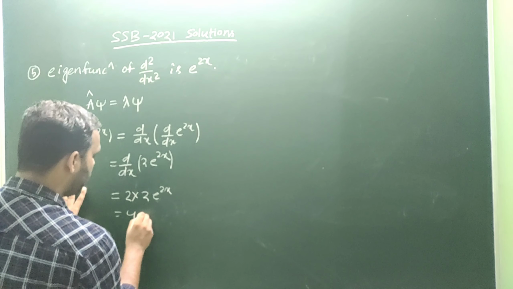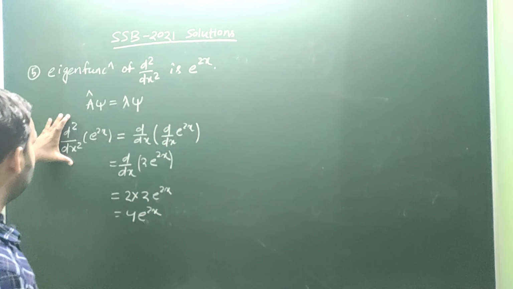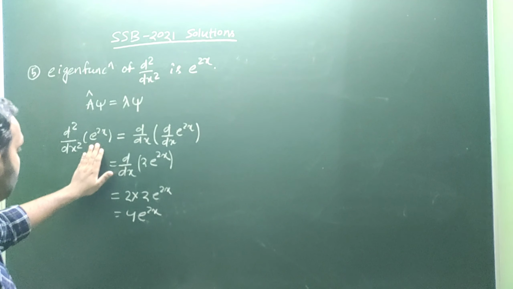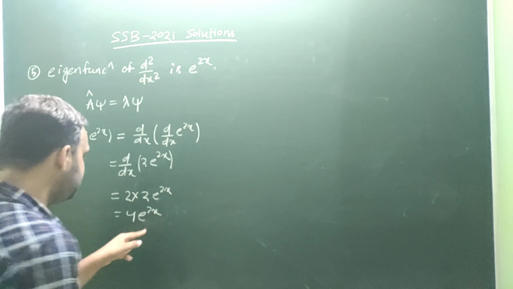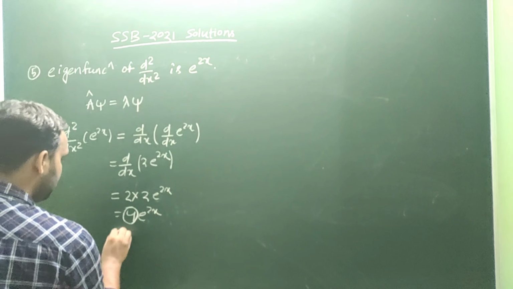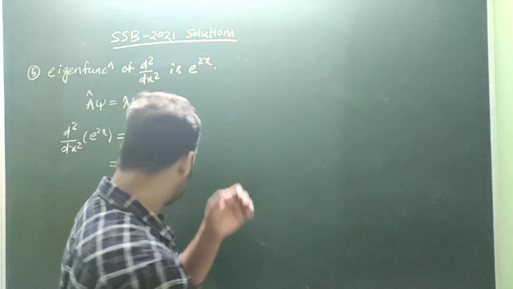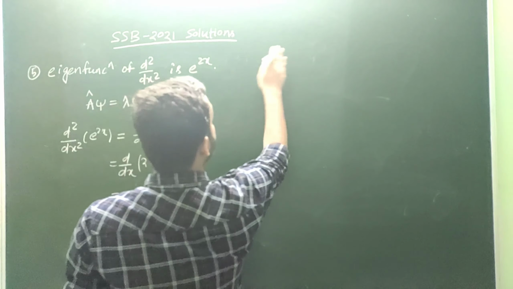So this is 4 e to the power 2x. You can see here, we have taken the operator here, we have taken the eigenfunction here. The function remains as it is, and we will find the value here 4. So answer will be 4.